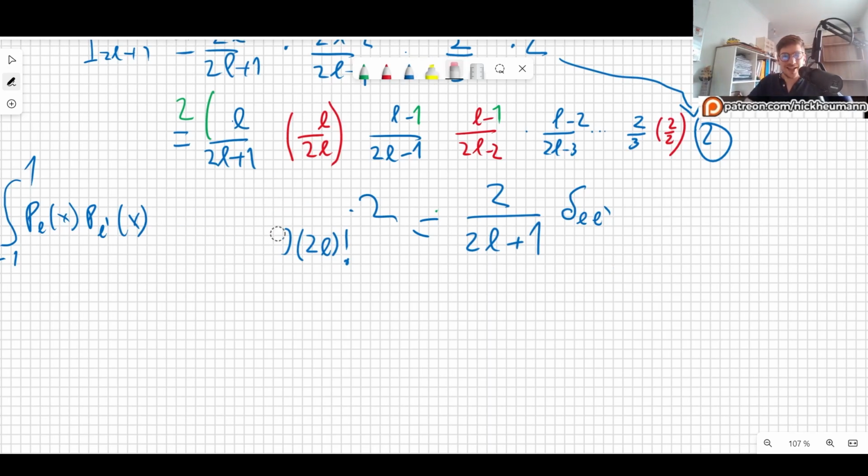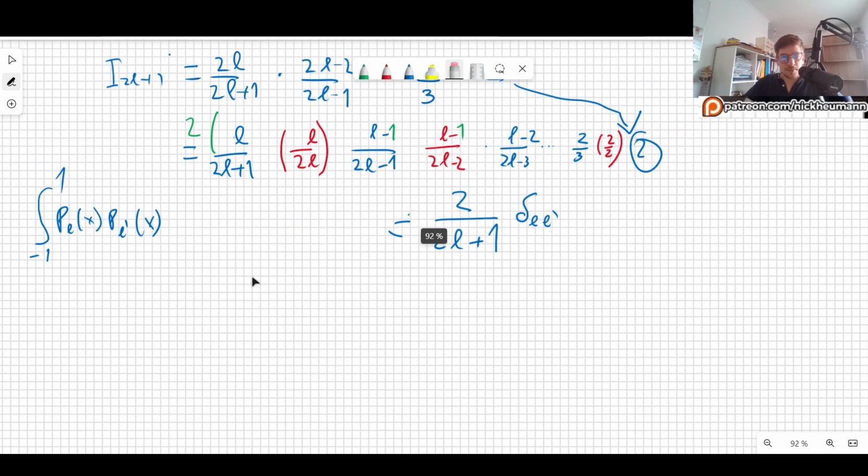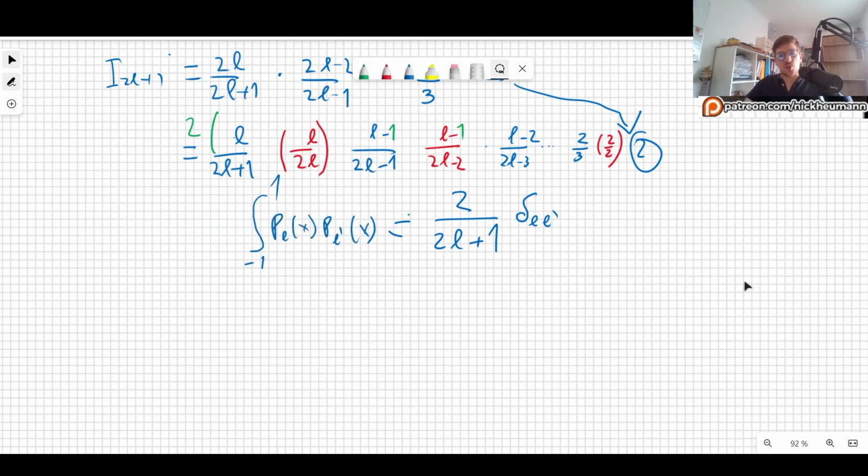So there it is. We managed to prove the orthonormality condition. This is exactly what we wanted to prove. And yeah, it was a bit of a long way, but we did it. It was not easy, but we did it. So congratulations if you made it this far.